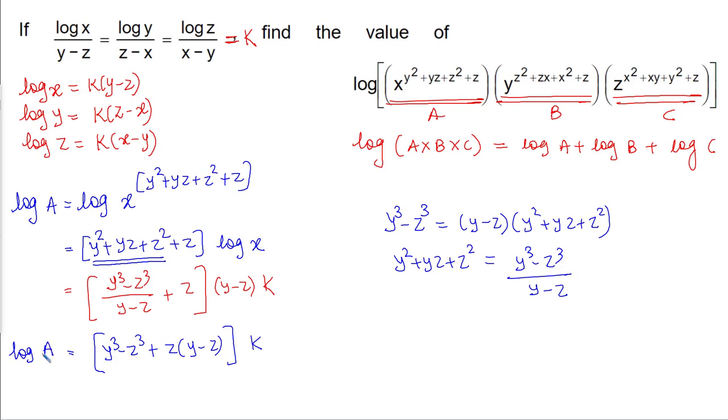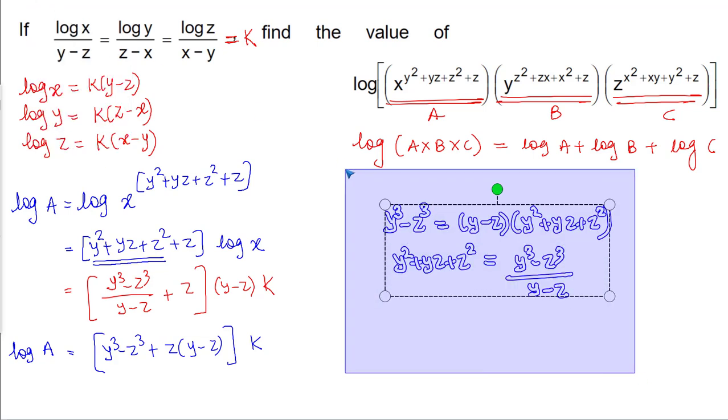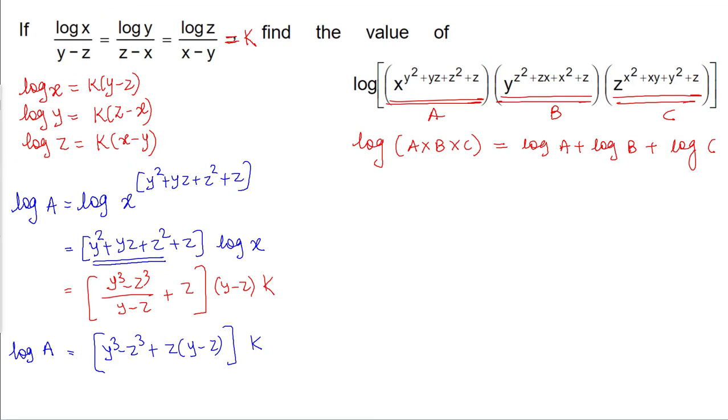Similarly, we are supposed to find the value of log b and log c. Then we are going to add all these three. Okay everyone, I will delete some part for the calculation purpose. Let me delete this part. From this calculation we'll identify the pattern and we'll write the value of log b and log c directly.